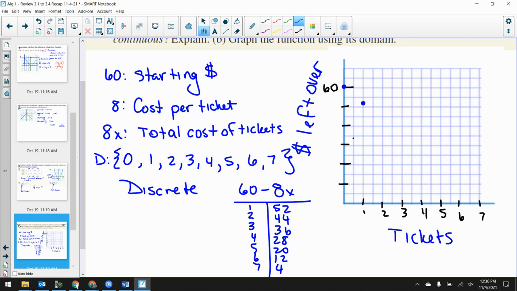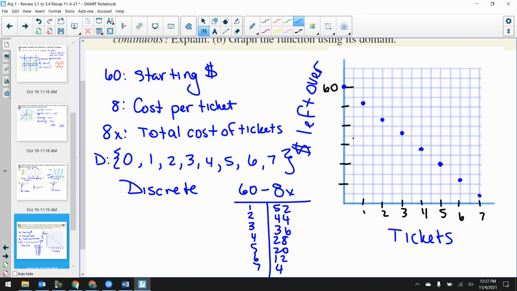Would that make sense? Say I plugged in 6: 60 minus 8 times 6, 48. 60 minus 48 is 12. Yeah, all I'm really doing there is just plugging in those values. So 1 comma 52, 2 comma 44, 3 comma 36, 4 comma 28, 5 comma 20, 6 comma 12, and 7 comma 4.